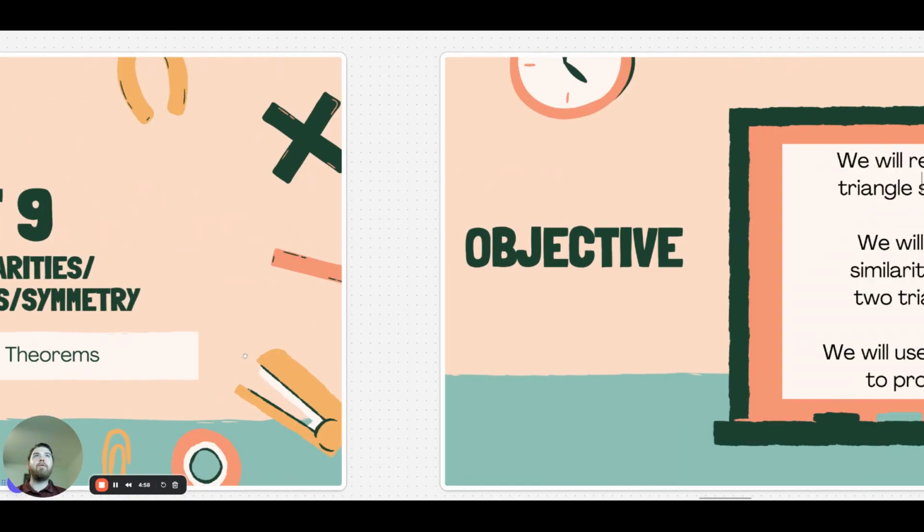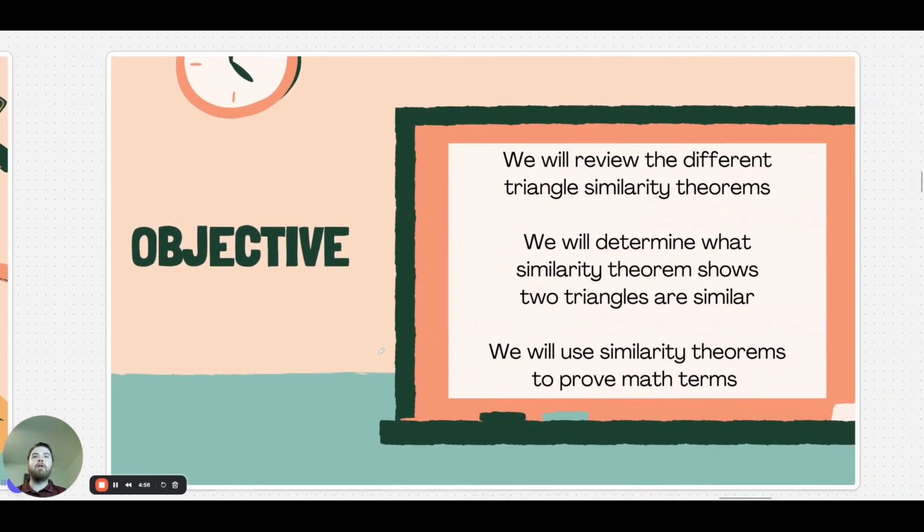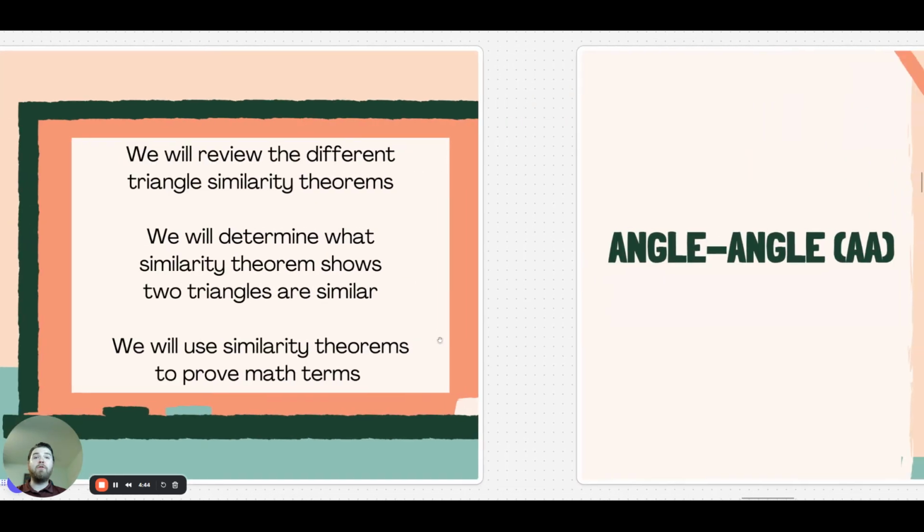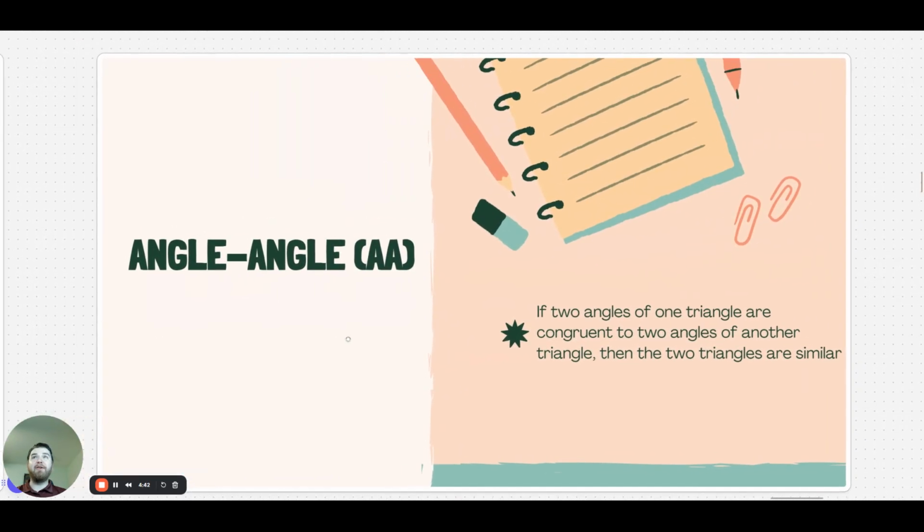Similarity theorems. Let's dive right in. So first thing that we're going to look at is we're going to review what our different triangle similarity theorems are. There's 3 of them. Then we're going to have 2 sets of triangles, and we're going to try to say, do we have enough information to say that those triangles are similar to each other? And then lastly, we're going to do a proof that's going to have a triangle similarity theorem in it.